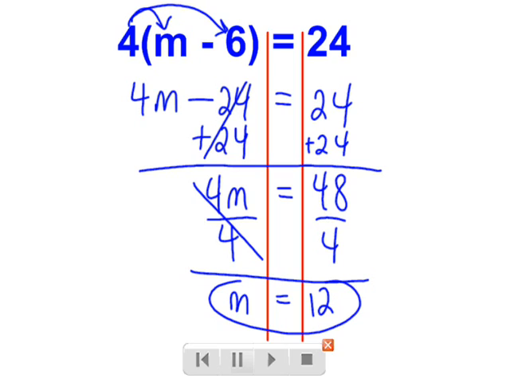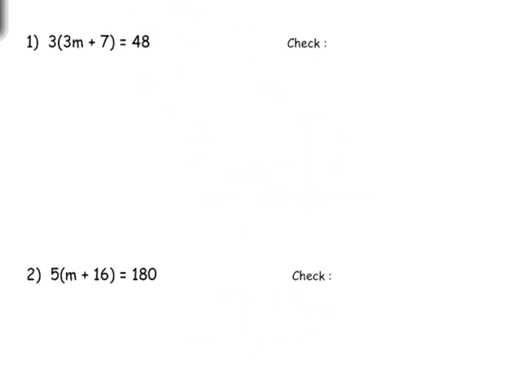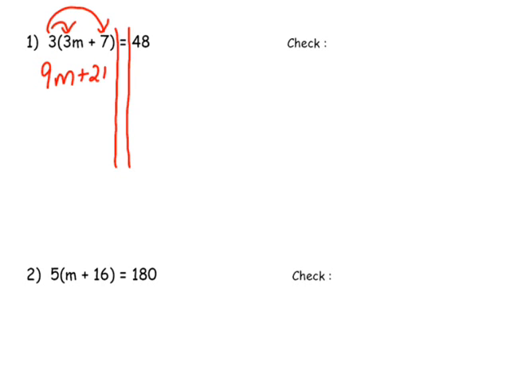Why don't we do a few examples of this? So here we have an equation, and the first thing I want to do is simplify the left side by using the distributive property. So I'm going to do 3 times 3m is 9m. I'm going to do 3 times 7, which is 21. And now I have a two-step equation. So I'm going to get rid of my constant first by doing the inverse property.